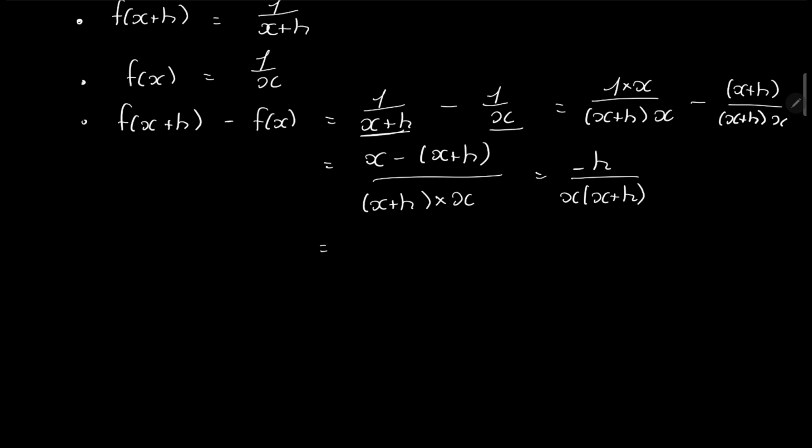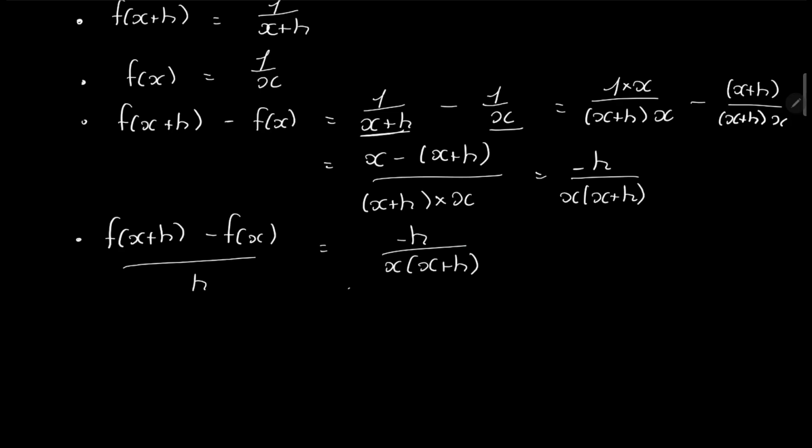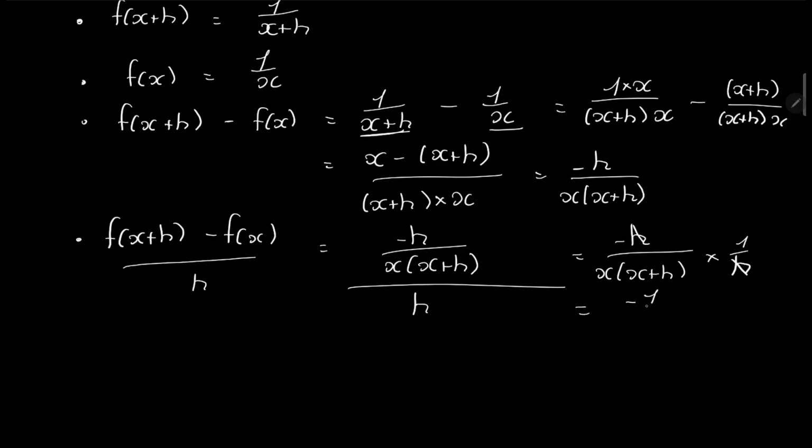Okay, yes, so this is it. We are going to move on to our next term, which is f of x plus h minus f of x, all that divided by h, which is the same thing as negative h on x into x plus h, all that divided by h, which is negative h on x into x plus h times 1 on h. H cancels out on both sides. We have negative 1 on x into x plus h.